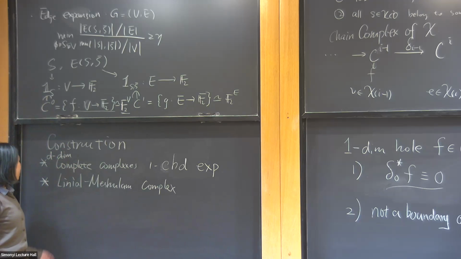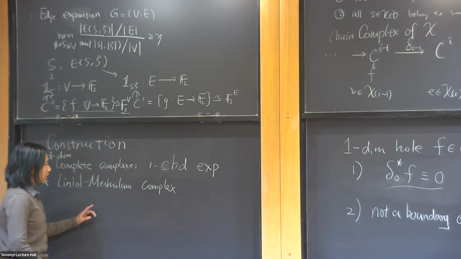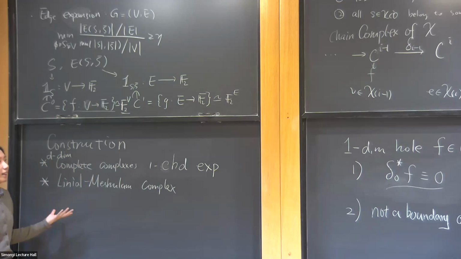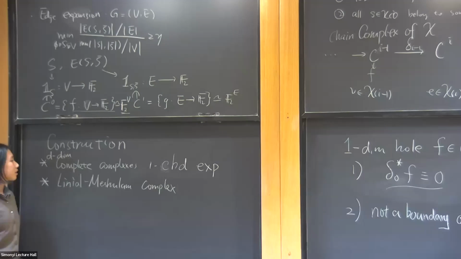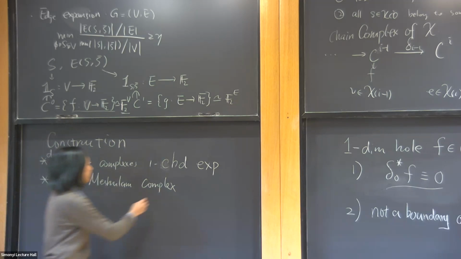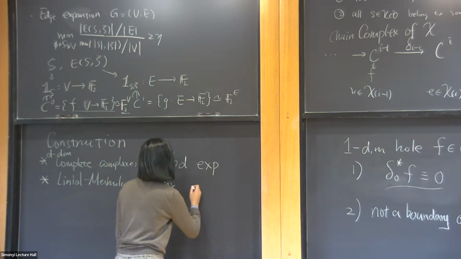So this linear Meshulam complex is also very dense, meaning the number of edges adjacent to a vertex depends on n, the total number of vertices in this graph. So it's not bounded by a constant or anything. But they also show that it's a constant. Yeah, I actually don't really know the.